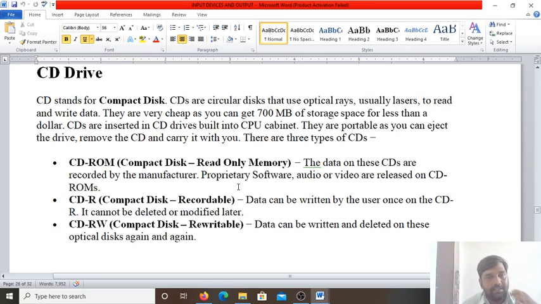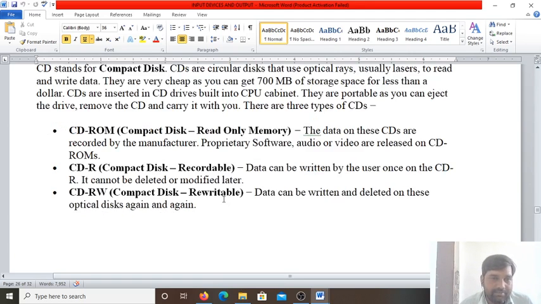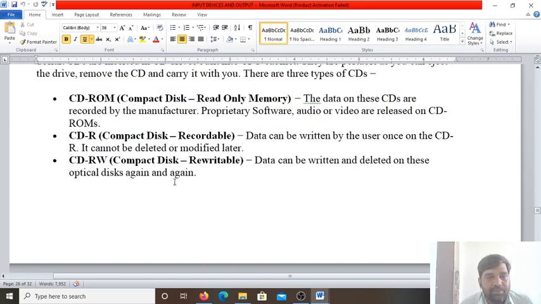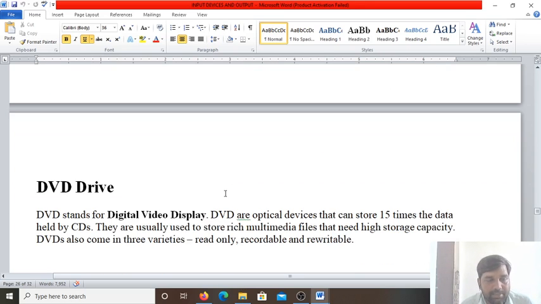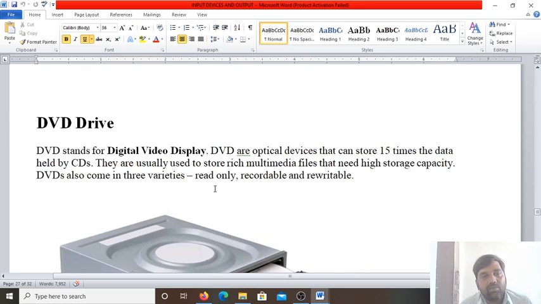Next is the CD-R, that is called the compact disk recordable. So data can be written by the user once on the CD and cannot be deleted or modified later. And compact disk RW, which is called the rewritable CD. Data can be written and deleted on this optical disk again and again, more than one time you can do that. This depends upon the CD drive quality.